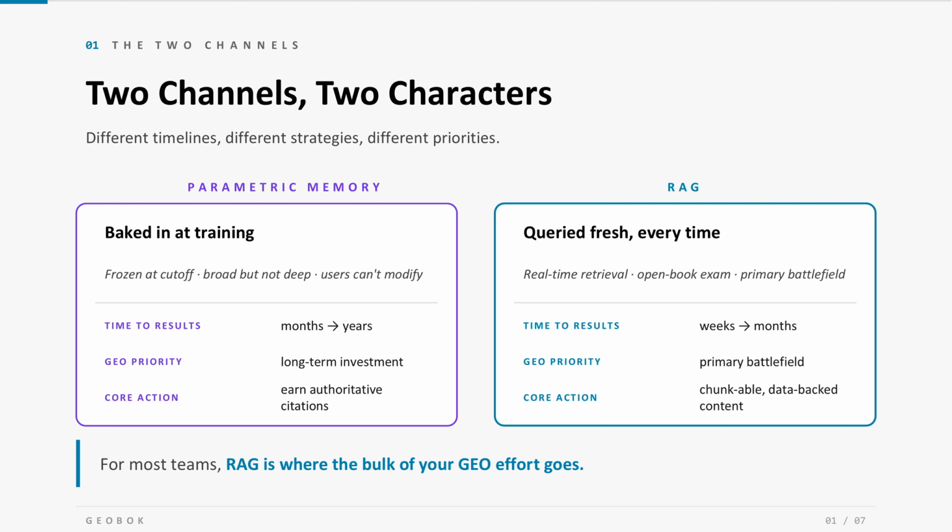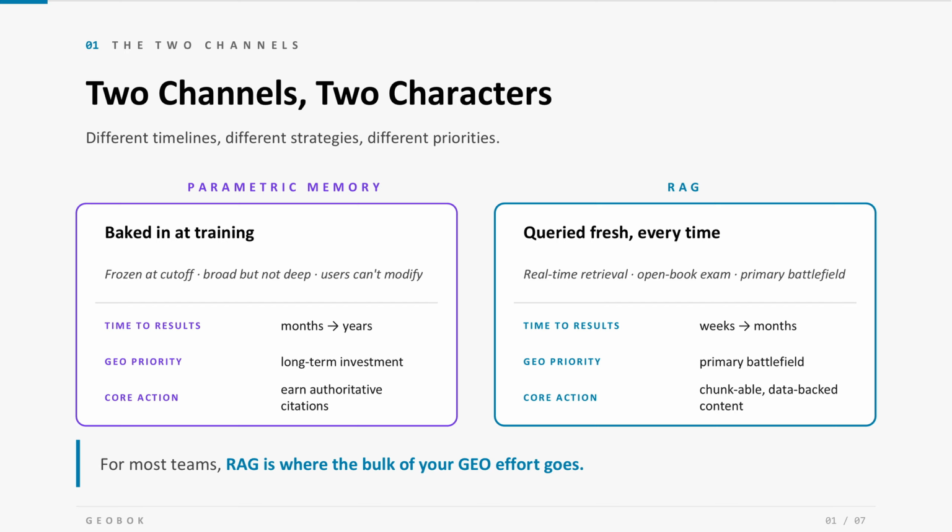Now, RAG, Retrieval-Augmented Generation, is real-time. The model searches external sources at query time, pulls fresh content into the context window, generates an answer on top. Time to results, measured in weeks to months. Primary strategy: be crawlable, be chunkable, be semantically self-contained, be data-backed.